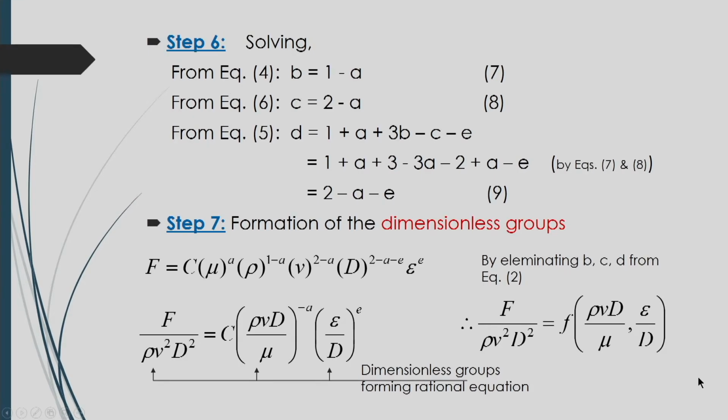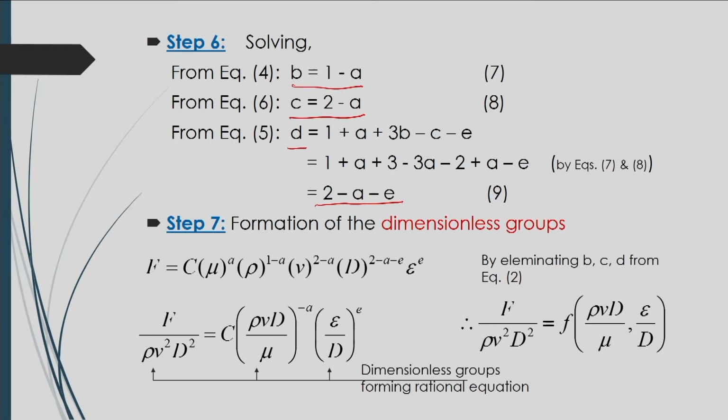Here first you have to express equation number 4 as B equals 1 minus A, and then equation 6 gives C equals 2 minus A, and equation 5 can be represented as D in terms of 2 minus A minus E. So, in this case you have to select B, C, D, which will be represented by some other exponents as per that equation.